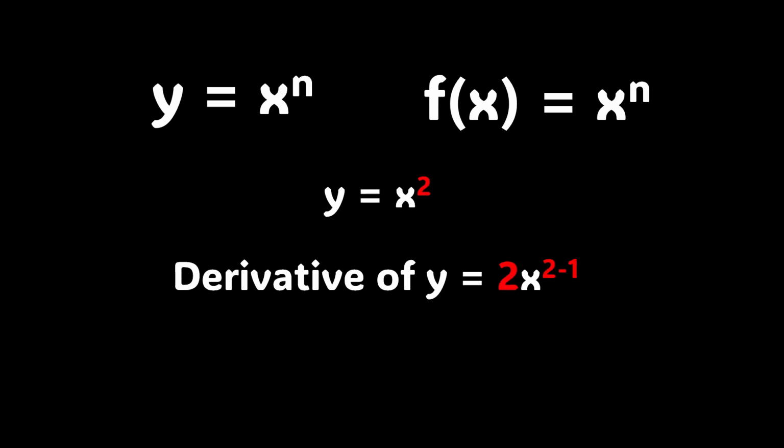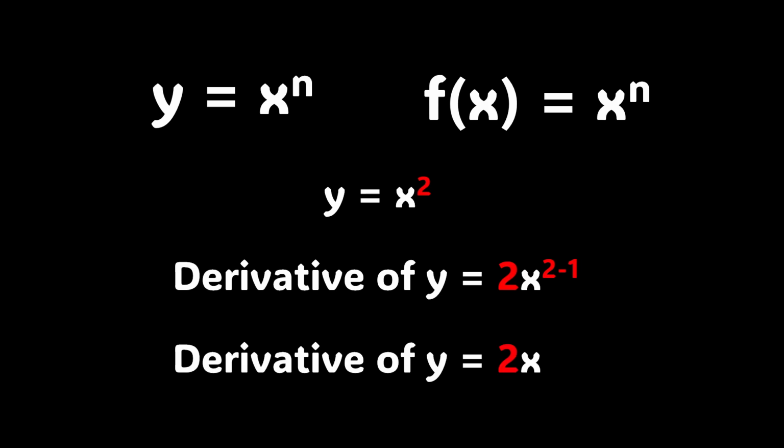So for example, if n equals 2, then the function would be y equals x squared, and the derivative of y will be 2 times x raised to the power of 2 minus 1. And all of this means that the derivative of y is going to equal 2 times x if the function is y equals x squared. And that's basically it. You have just now calculated the derivative for our function.